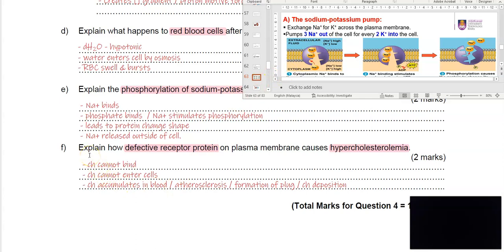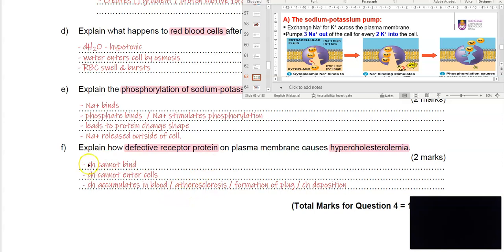Okay, last question: explain how defective receptor protein on plasma membrane causes hypercholesterolemia. Hyper means high concentration of cholesterol, here in the blood outside of the cell. Your body cell is supposed to take up cholesterol, but if the receptor on your plasma membrane is not functioning, or there is less or no receptor protein that can bind to the cholesterol to allow it to enter into the cell, this can cause the cholesterol to accumulate in your blood, which is dangerous and can lead to atherosclerosis.